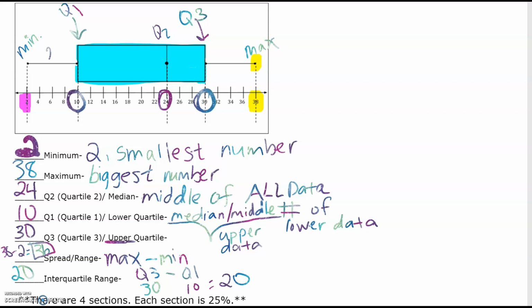Each one of these is going to be 25% of all of the data. So make sure you go ahead and label that also 25%, 25%. And between Q2 and Q3 is also 25%. And then our last quarter of it here is also 25%, which all of those adding up would give us 100% of the data. So that is it for your notes today.